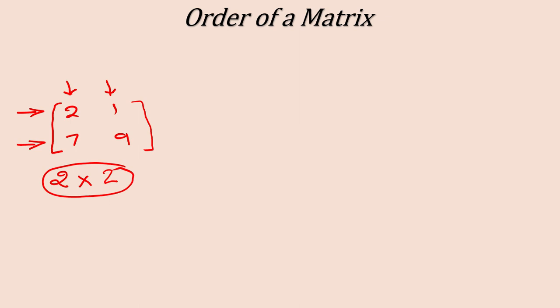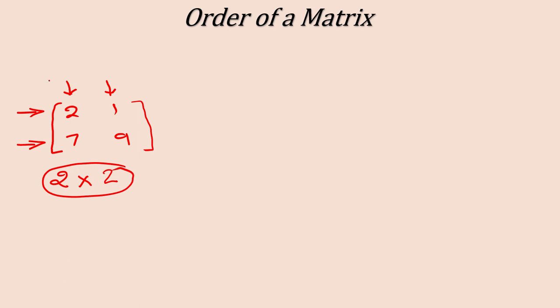Let's start the topic. Order of a matrix means, for example, if you consider this matrix 2, 1, 7, 9, okay? So, how many rows you can see here? This is the first row and this is the second row. So, we can see two rows, yes? And how many columns do we see here? 1, 2. We can see here two columns. So, this is called order.